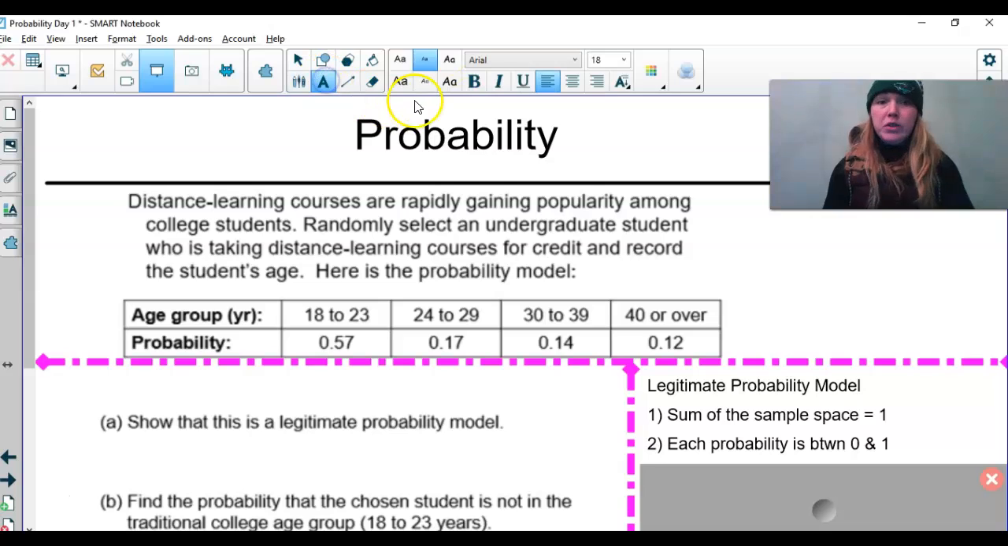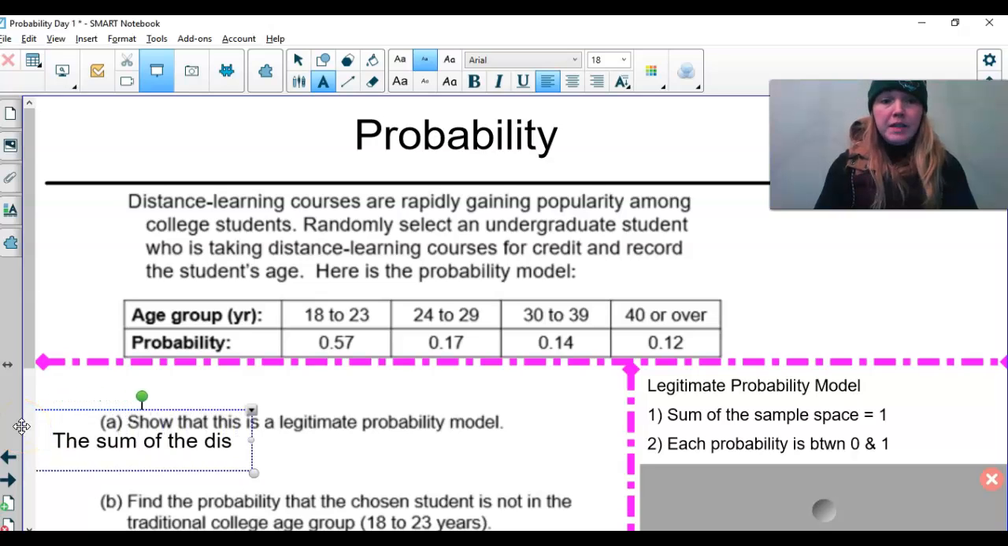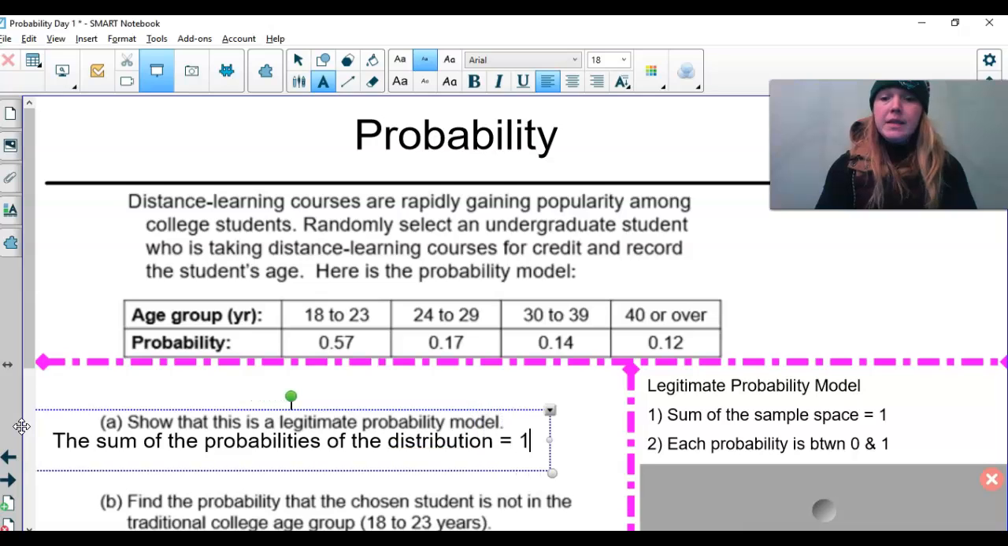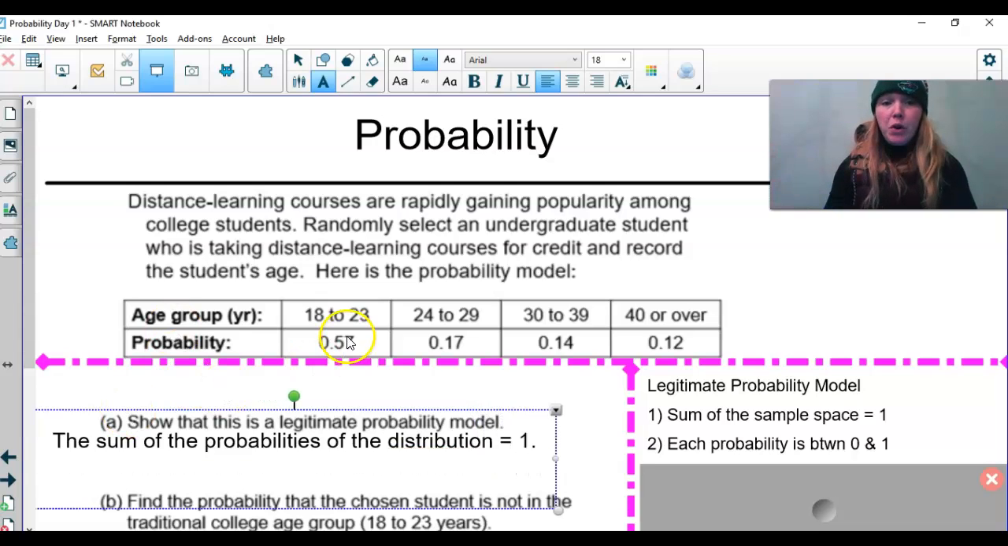So all I would do on a test, if this was given to you, I would say the sum of the probabilities of the distribution is equal to 1. And then if you notice, each probability is between 0 and 1.